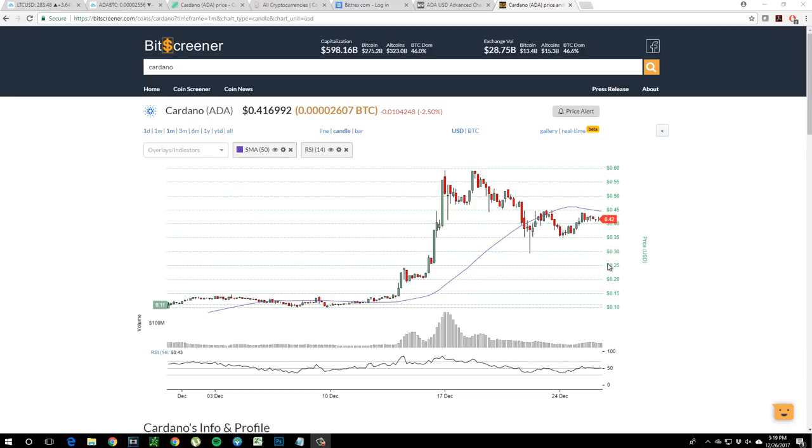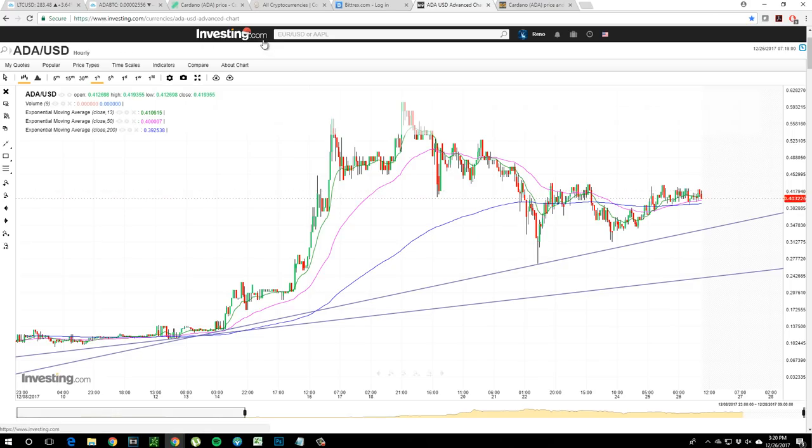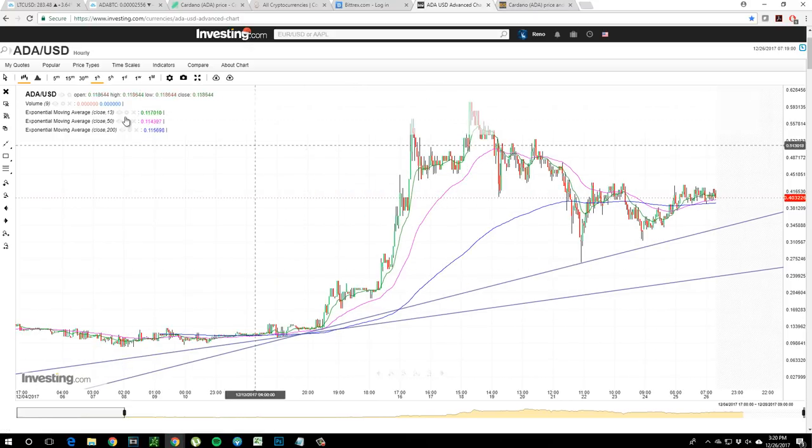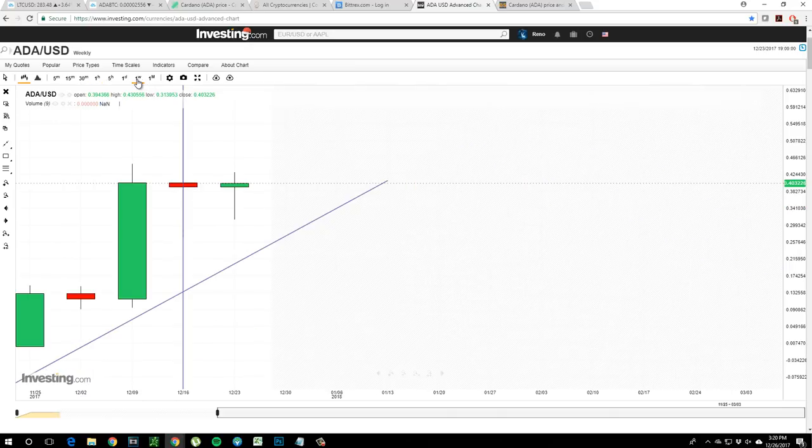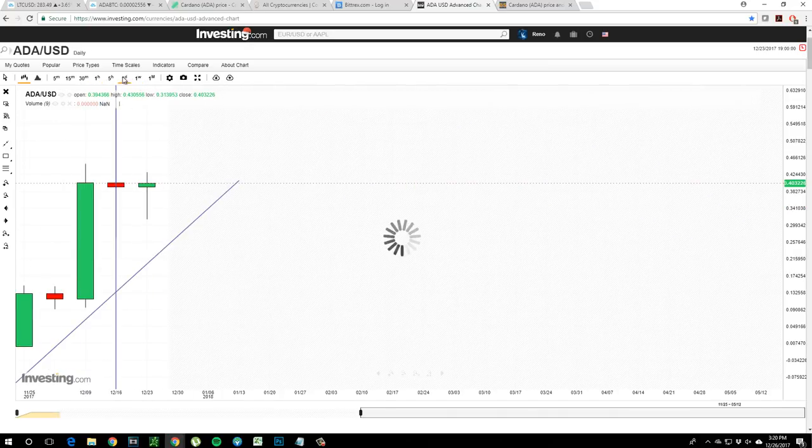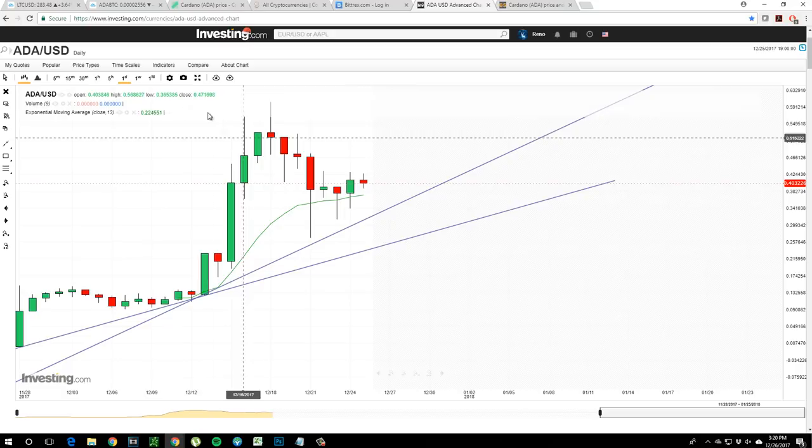Okay, so I finally found a chart of ADA versus USD. I found it on Big Screener and also at investing.com, which is the one I'm going to be using because it's easier to place indicators. The thing I don't like about investing.com is the volume bars disappear. I don't know why. They always disappear. They should be showing, but they're not showing.